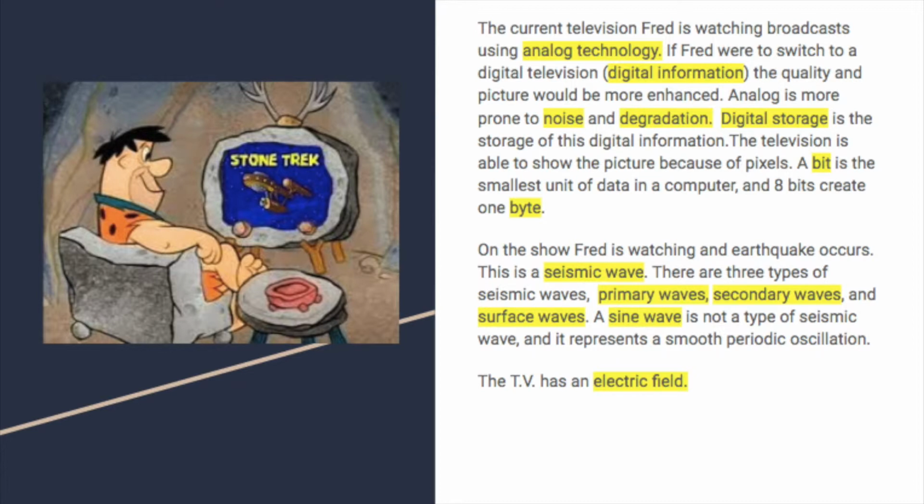The earthquake on Fred's TV shows a seismic wave. Primary, secondary, and surface waves are all seismic waves. A sine wave is not. The TV has an electric field.